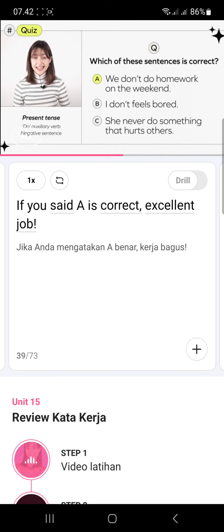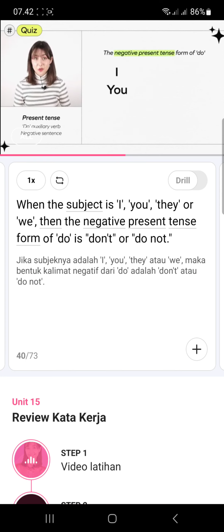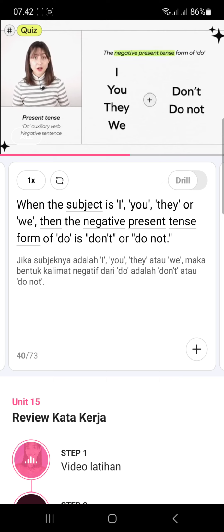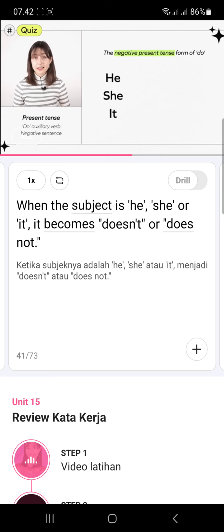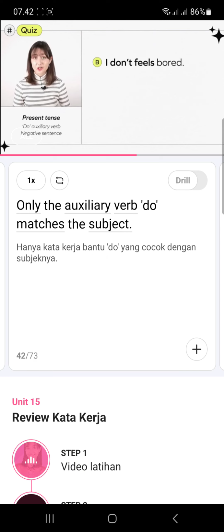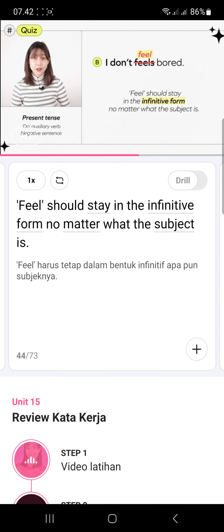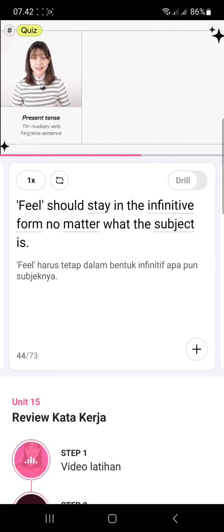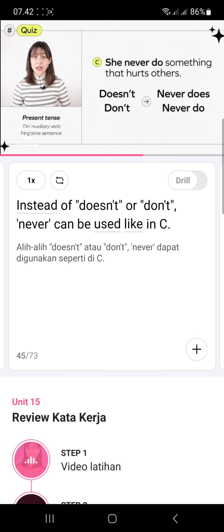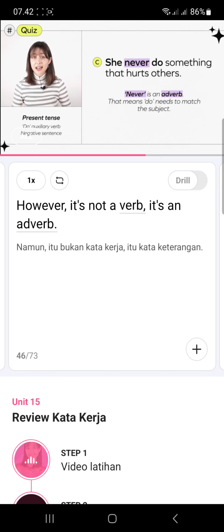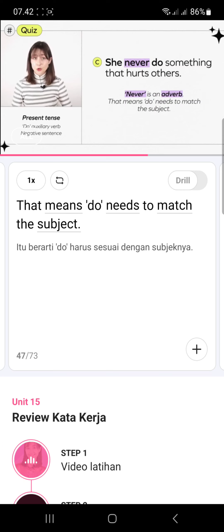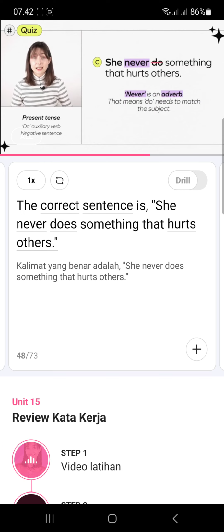If you said A is correct, excellent job. When the subject is I, you, they, or we, then the negative present tense form of do is don't or do not. When the subject is he, she, or it, it becomes doesn't or does not. Only the auxiliary verb do matches the subject. So B should be, I don't feel bored. Feel should stay in the infinitive form no matter what the subject is. Instead of doesn't or don't, never can be used, like in C. However, it's not a verb, it's an adverb. That means do needs to match the subject. The correct sentence is, she never does something that hurts others.